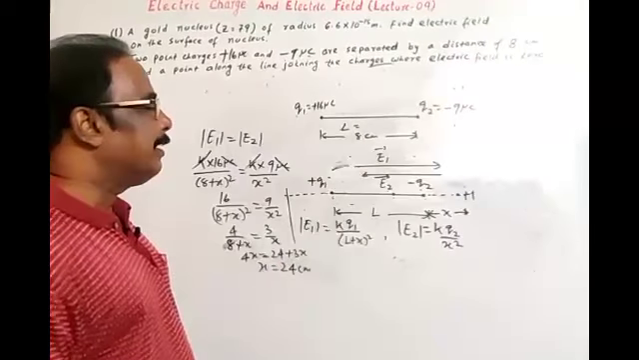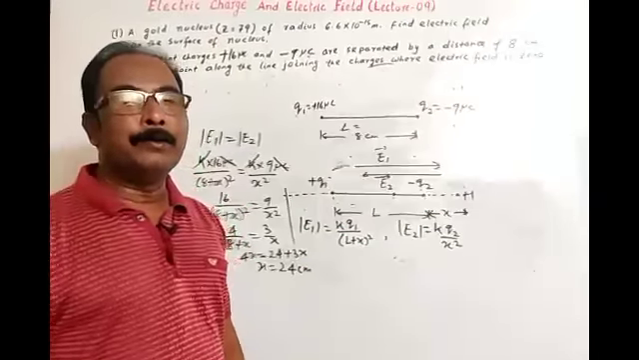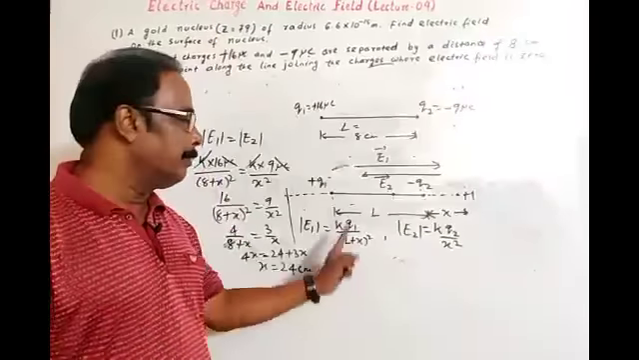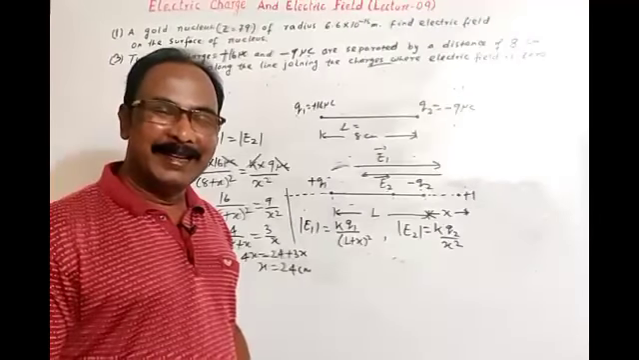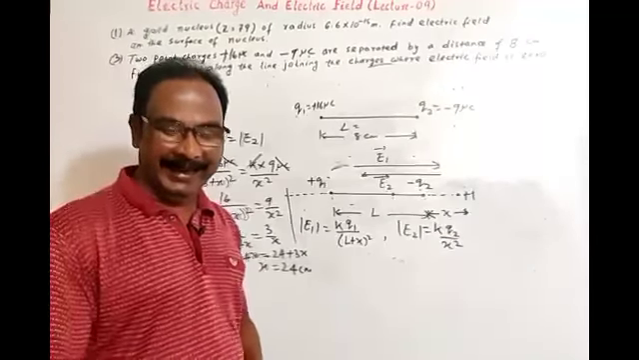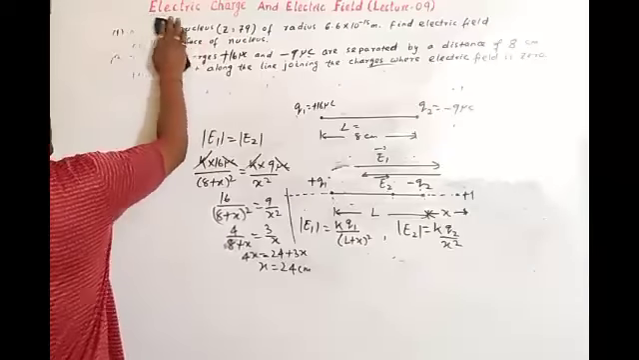Thus at a distance of 24 centimeter from the smaller charge, we will have zero resultant field intensity due to these two point charges. Finding it is easier this way. Then question number 4.